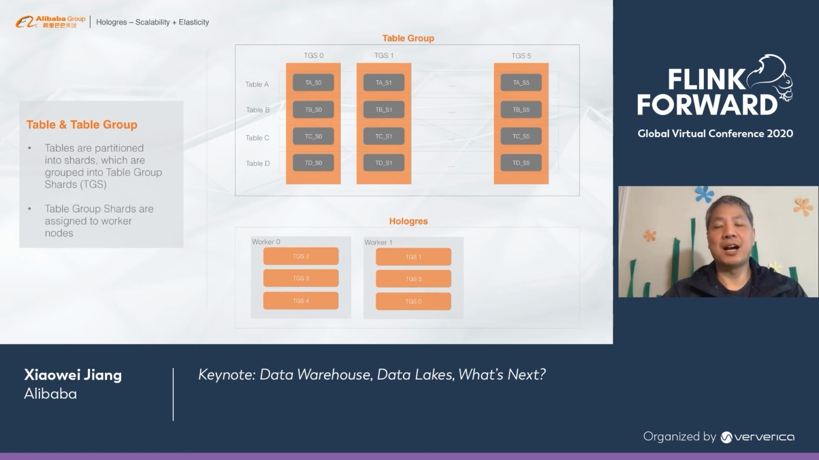These 6 table group shards get assigned to 2 workers in our system. And so each worker gets assigned 3 table group shards. Because at any given time, a table group shard is only managed by a single node, there is no necessity for a coherency protocol between these 2 nodes. As a result, our system is able to scale as well as the shared nothing architecture in the database world.